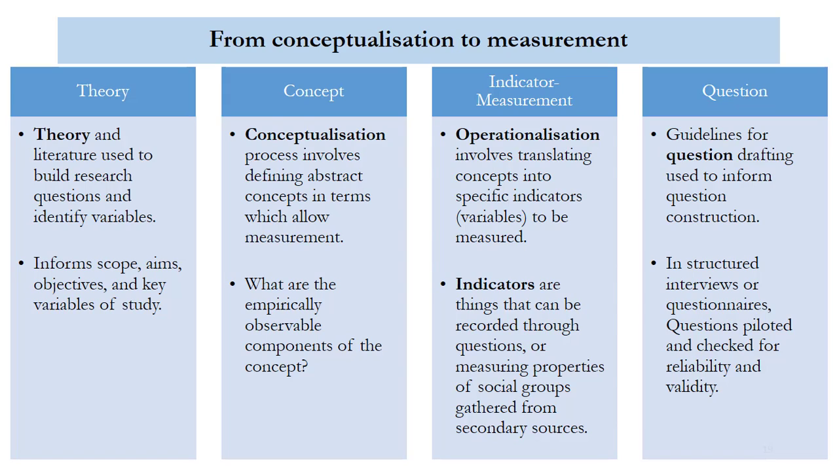So indicators are not just questions, they're not just survey questions. They can be things that are recorded through questions, or they can be measured from the properties of social groups using secondary data sources. So an indicator of the affluence of an area might be, we might go to the census perhaps, and look at geographical statistics, the employment rate, the average income. There are deprivation measures that we'll be looking at in a couple of weeks that operate at a geographical level. And these could be indicators of things like affluence and so on.